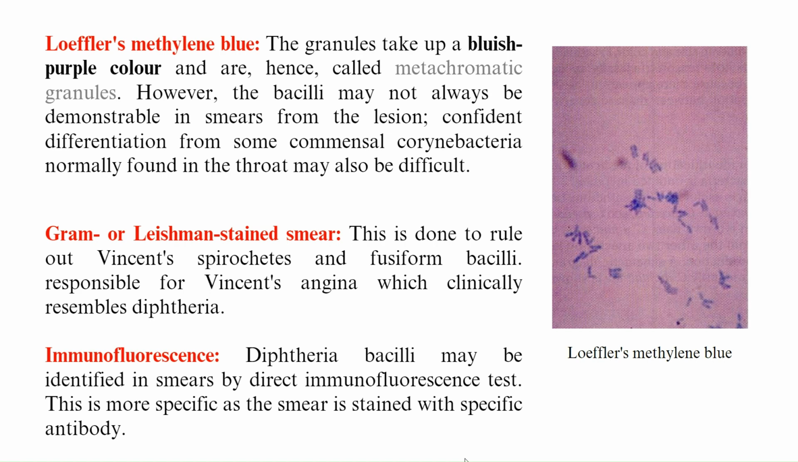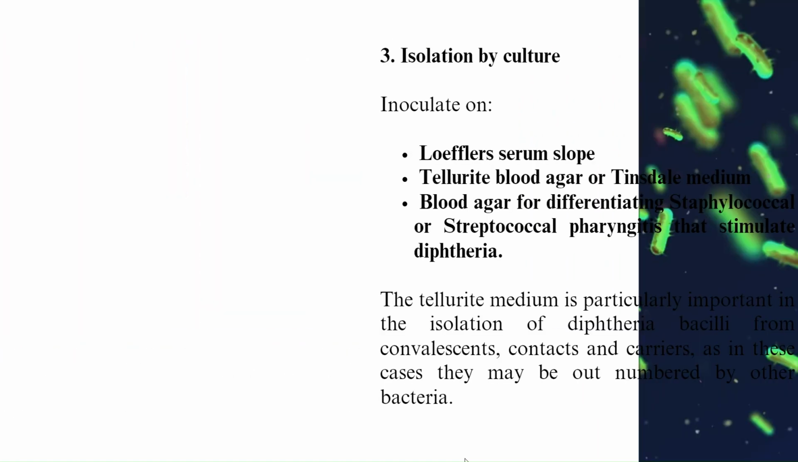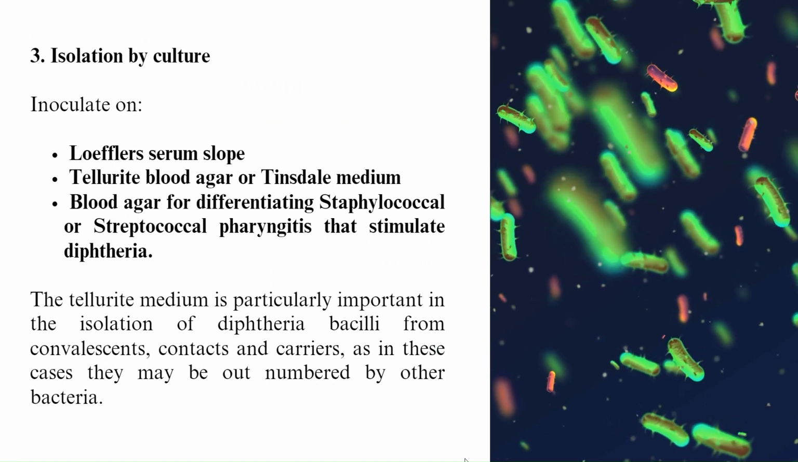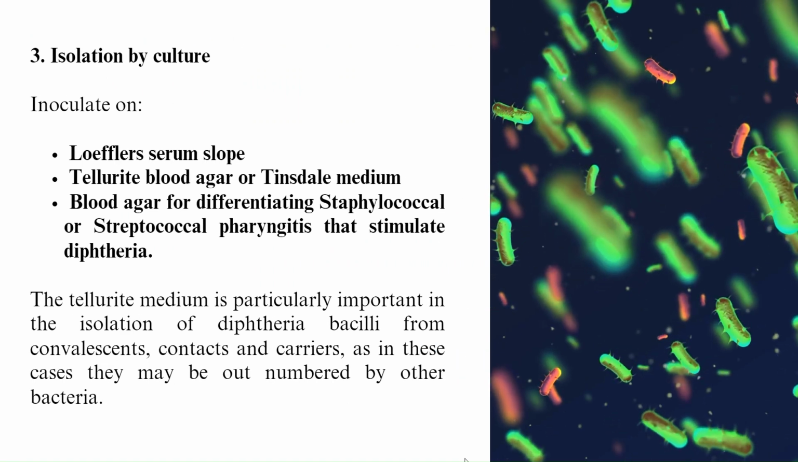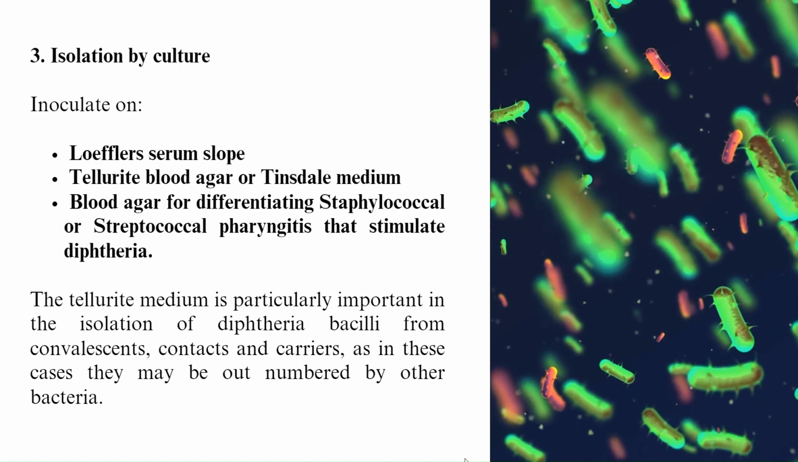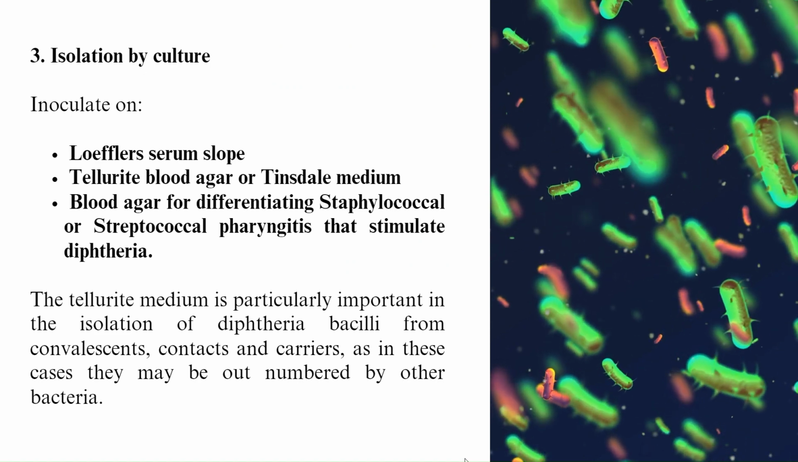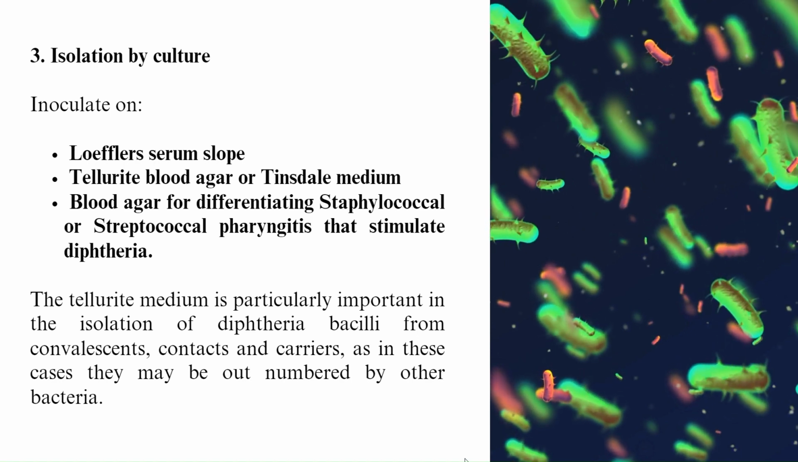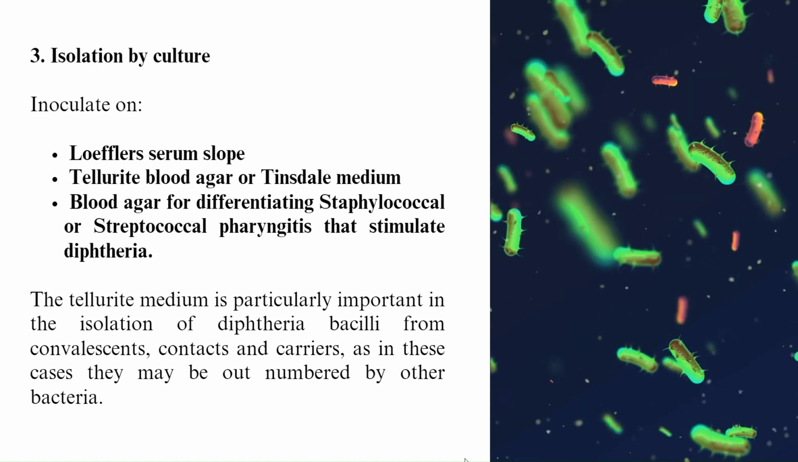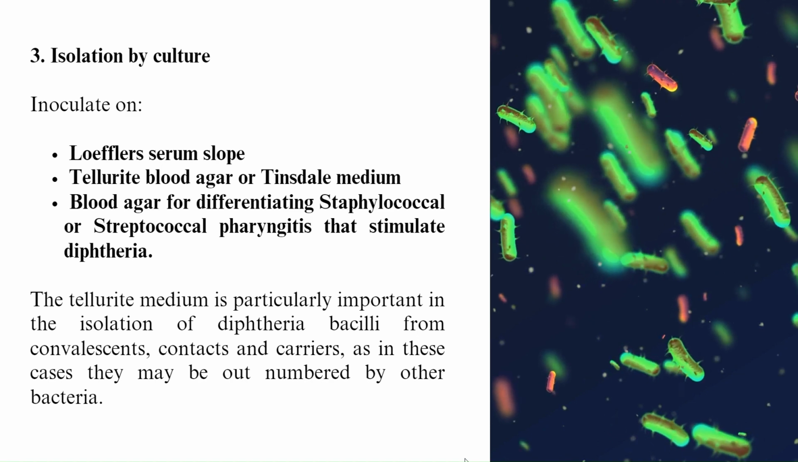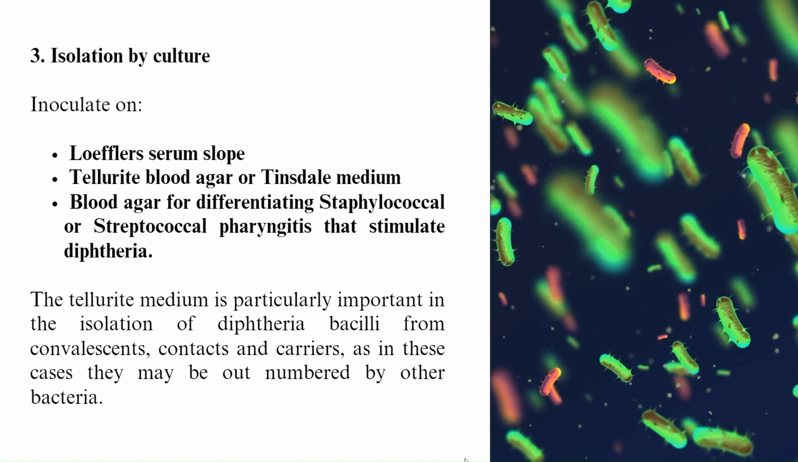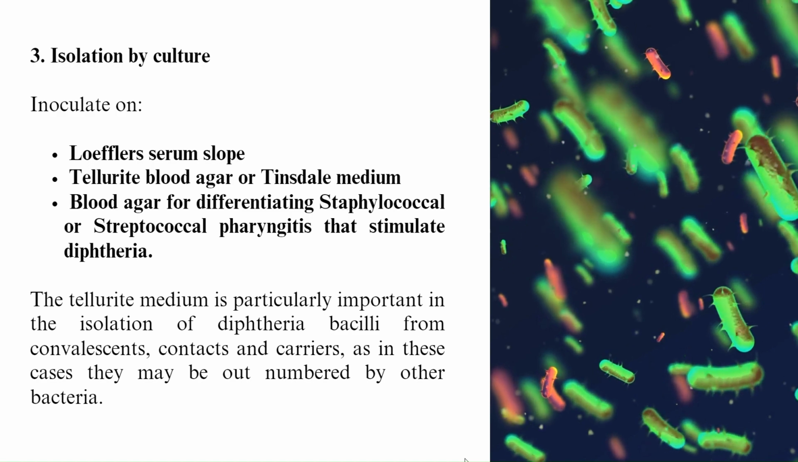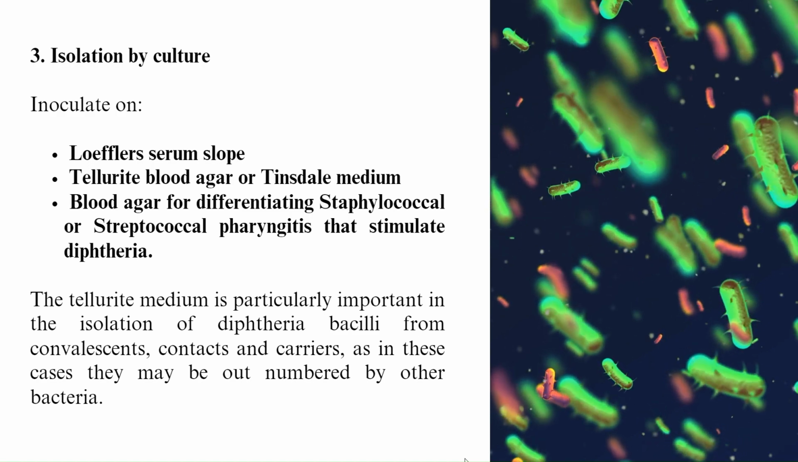Immunofluorescence. Diphtheria bacilli may be identified in smears by direct immunofluorescence test. This is more specific as the smear is stained with specific antibody. Isolation of culture is done by inoculating on Loeffler's serum slope, Tellurite blood agar, or Tinsdale medium. Blood agar is used for differentiating staphylococcal or streptococcal pharyngitis that simulate diphtheria. The Tellurite medium is particularly important in the isolation of diphtheria bacilli from convalescents, contacts, and carriers, as in these cases they may be outnumbered by other bacteria.